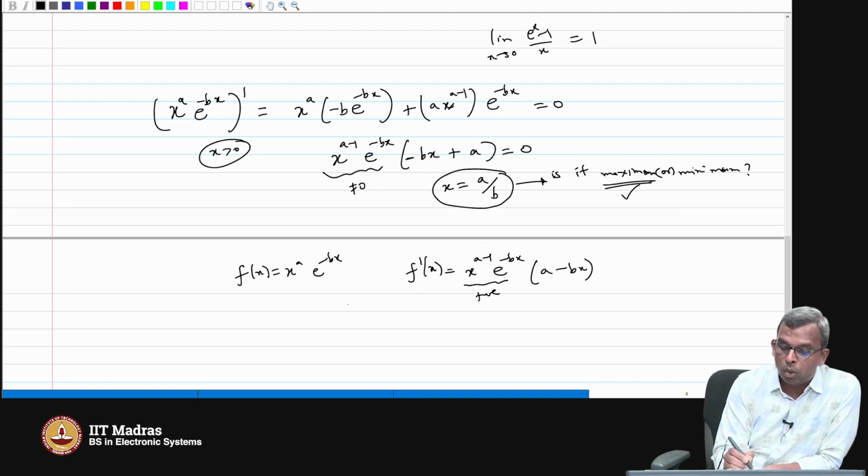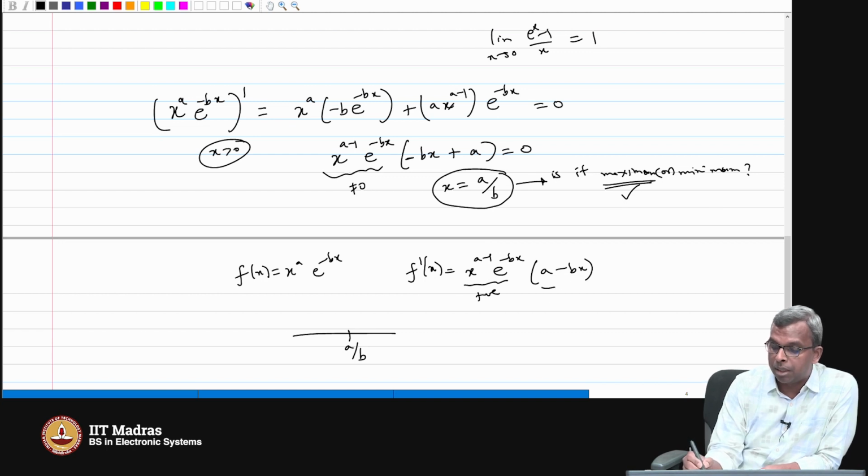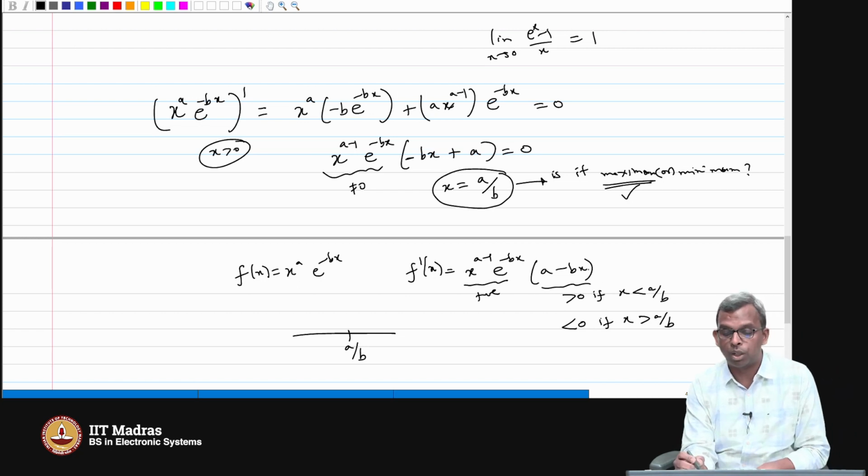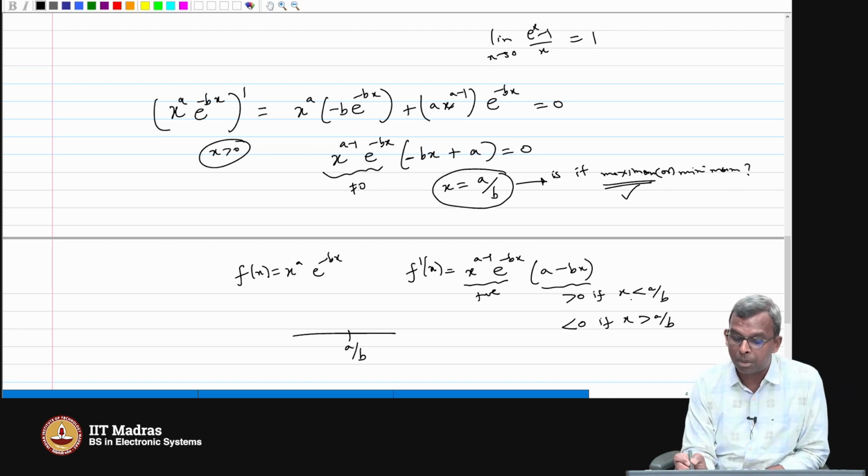Now, around a by b, if x is less than a by b, this is greater than 0, and it is less than 0 if x is greater than a by b. Okay, so this is very important to know. If x is less than a by b, this a minus bx is positive. If x is greater than a by b, it is less than 0.